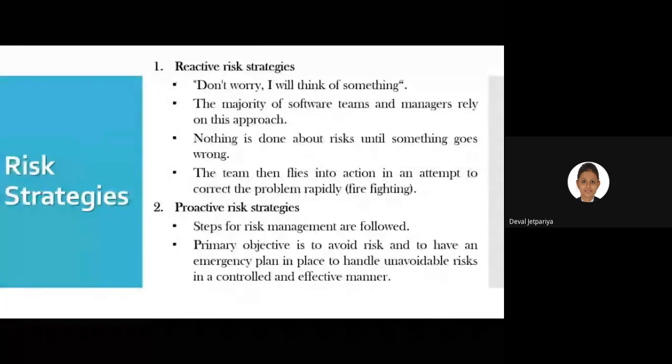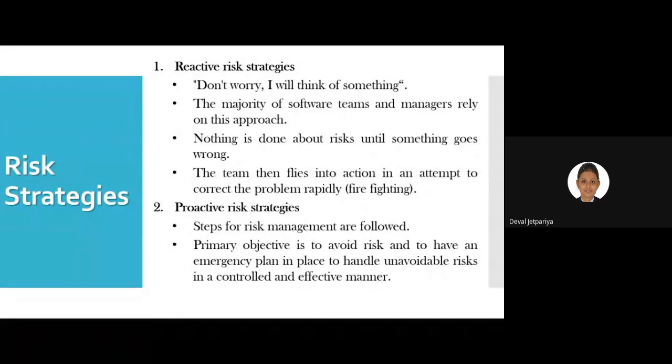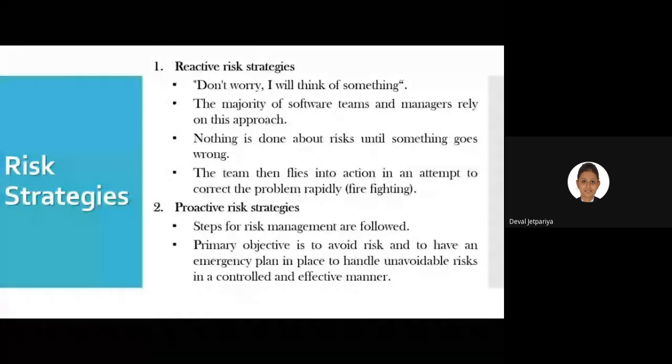Now, risk strategy. There are mainly two types of strategy that one can follow. The first one is reactive, the second one is proactive. In the reactive, we have several statements and we say, okay, that will be fine, we will overcome it easily. And in the proactive, there is definitely more chance of risk, I mean, there should be a risk, kind of situation.